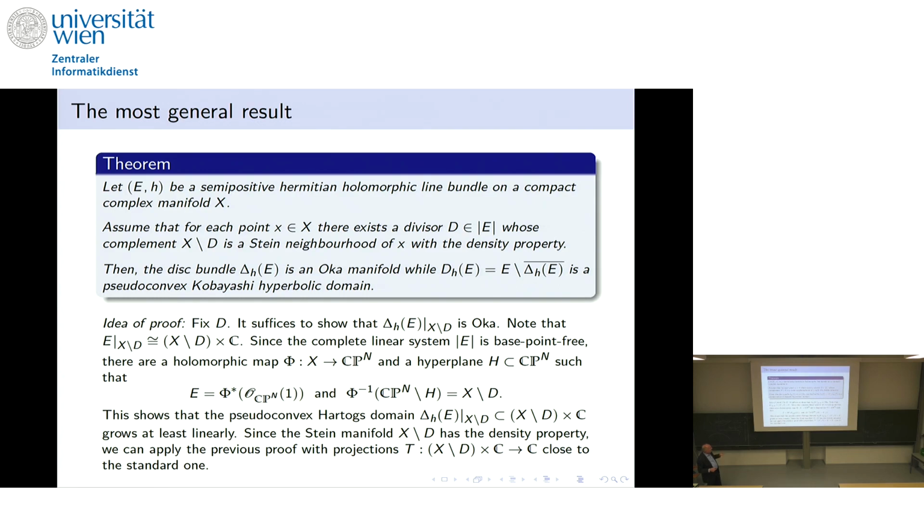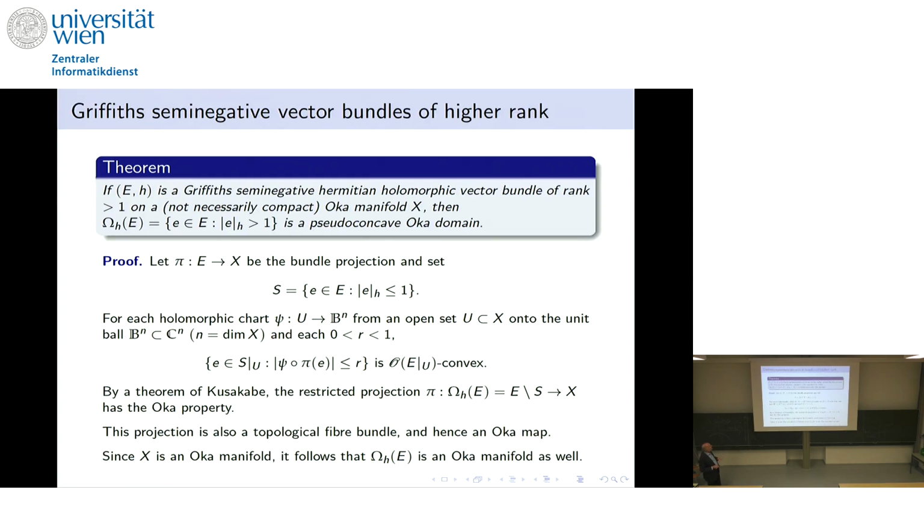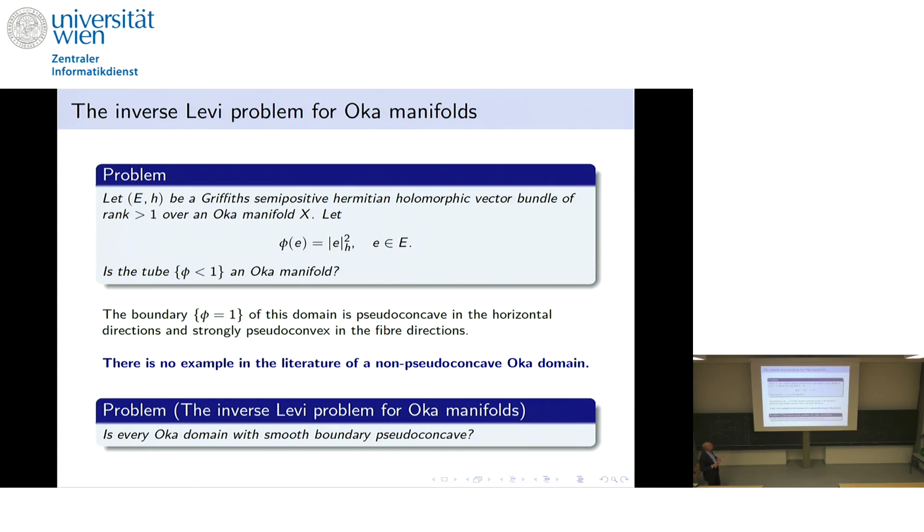And more or less, we do the same proof as before, except that the base manifold is now not C^n, but X minus D. But X minus D is good because it's a Stein manifold with the density property, for which the previous method works. Okay, I skip this too. I only want to show you an open question, which might be of some interest.